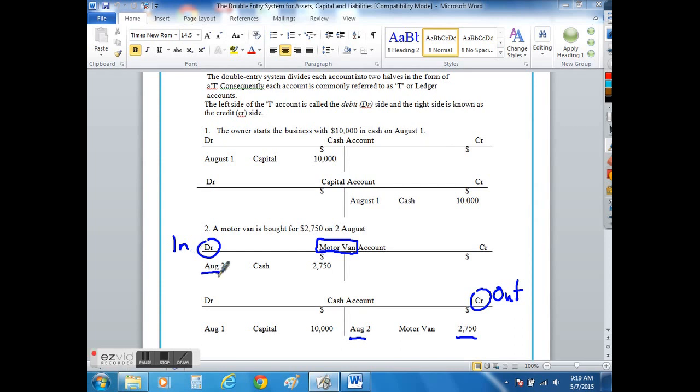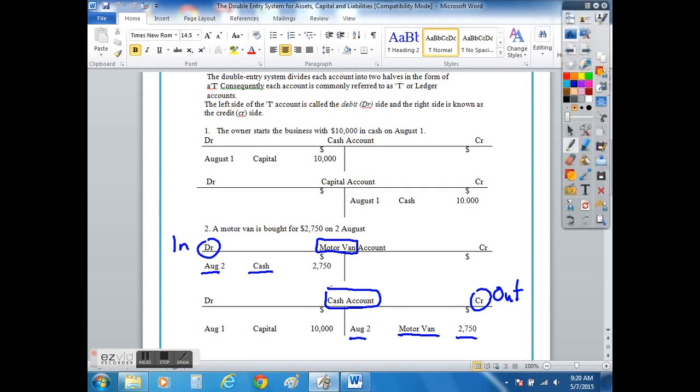Again, the date is referred to, and we cross-reference the T account so that we know where the other half of the double entry is. In this case, the other half of the transaction can be found in the cash account in a T account on another page, if you like. And if we were looking for the other half of the transaction and we were looking at the cash T account, we would find it in the motor van T account.